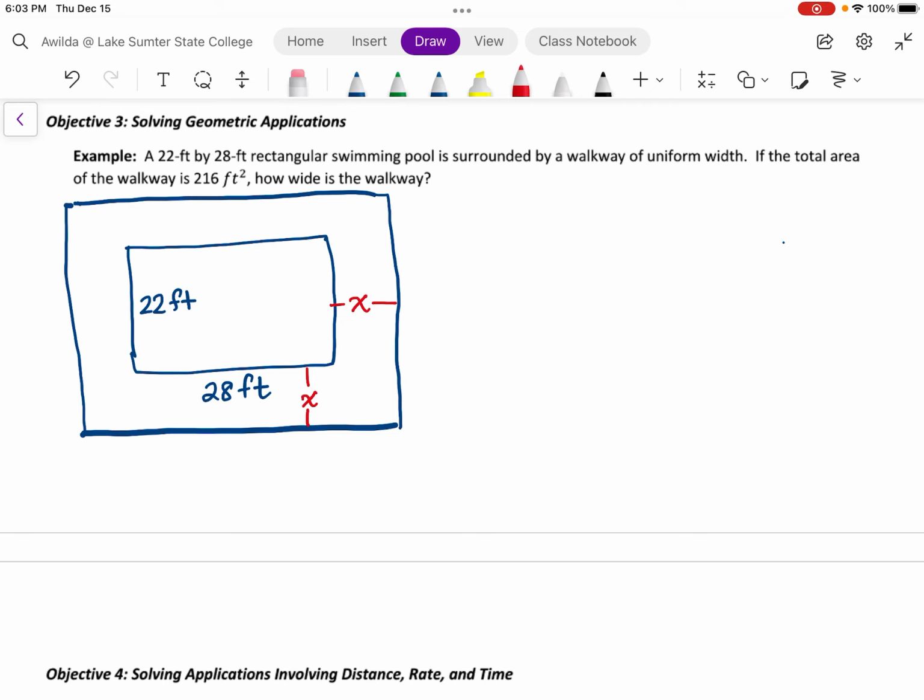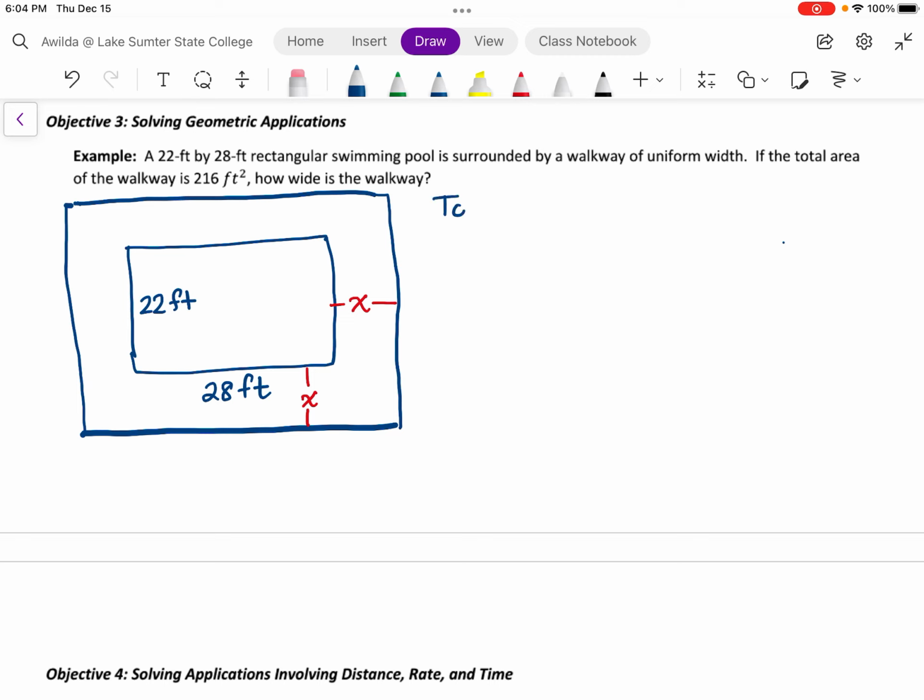Now, let's think about the total area of the larger rectangle that includes the walkway and the pool all together. And then let's compare that to the area of just the pool. If we subtract the two areas, we should end up with the area of just the walkway. This kind of looks like a picture frame. So think about it as the area of the entire picture frame and the picture inside. And then we take away the area of the picture. That leaves us with just the area of the frame. So let's write what these two areas would look like.